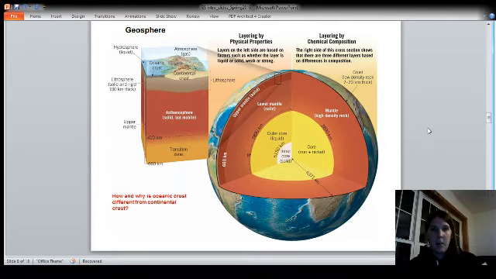And then when we get down about 2,890 kilometers into the center of the Earth, we reach the core, which is composed of iron and nickel. Okay, so these are just a breakdown of the different compositions of the Earth's interior. On the left-hand side, though, we look at physical property breakdowns.